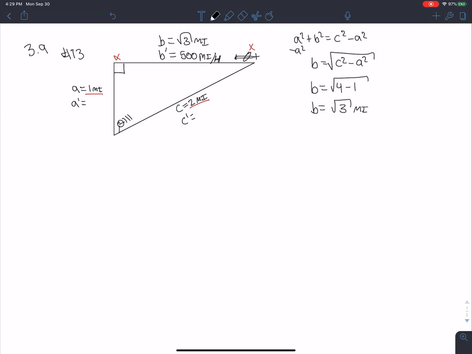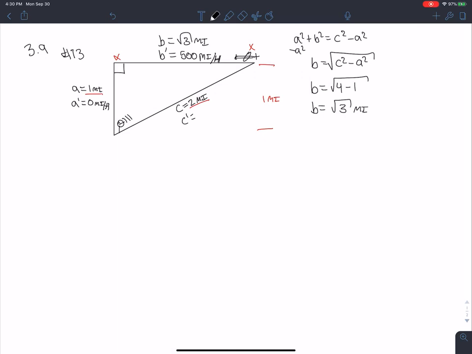We still need to figure out what a prime is. That's not going to be given to us. We're going to have to figure this out logically. See, what's going on is this plane is always 1 mile above the ground. It's been exactly 1 mile above the ground the entire time it's been traveling. So that change of a is 0. It's not changing, right? So we know that's going to be 0 miles per hour.